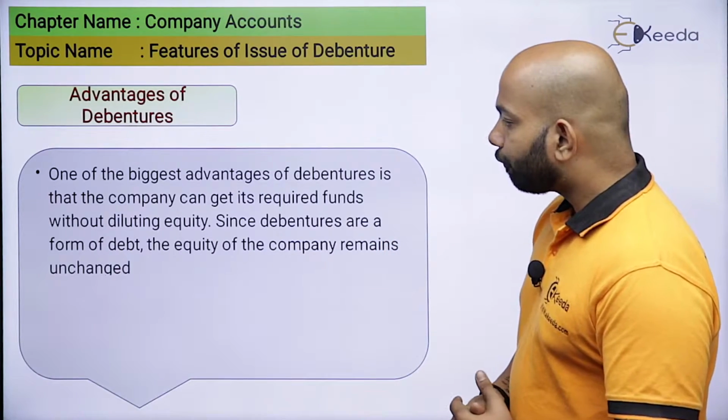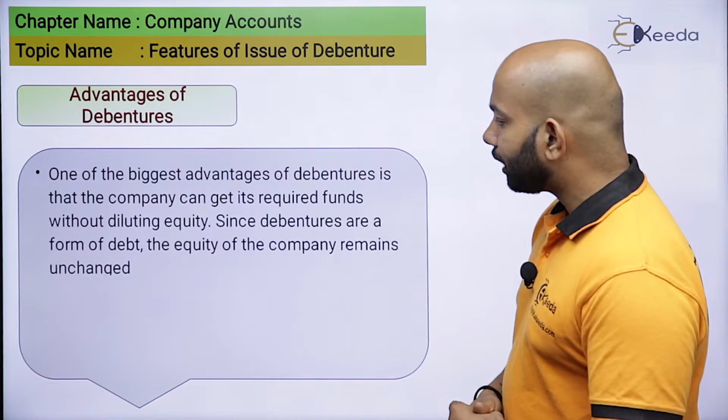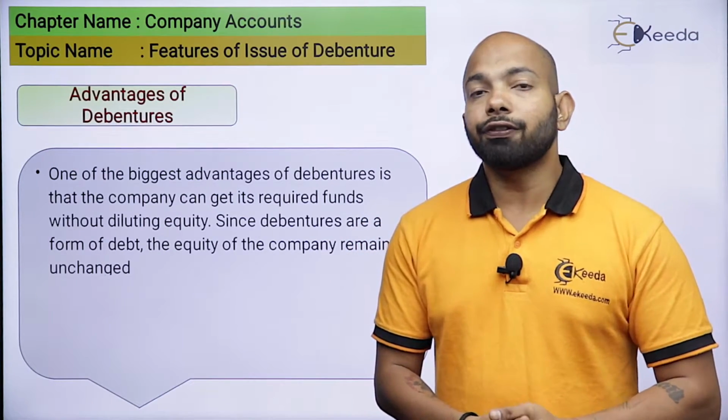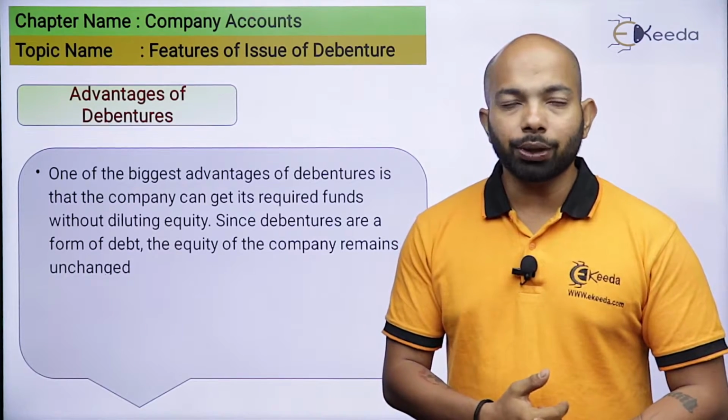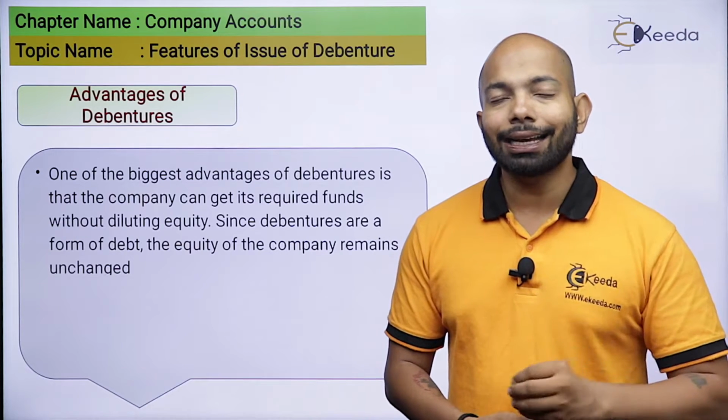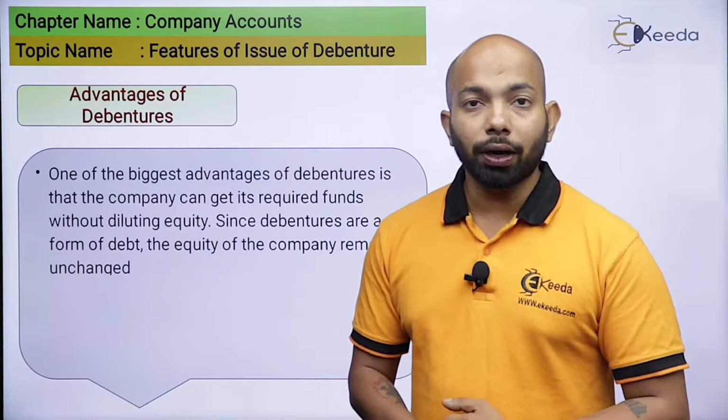Since the debentures are a form of debt, the equity of the company remains unchanged. As debenture is taking a form of debt and it is not taking a form of equity, hence the equity balance is undiluted, it is remaining stagnant and constant. Let's go on to the next advantage of this.